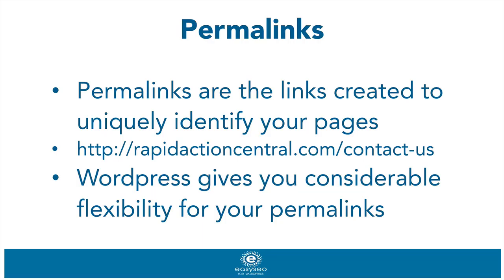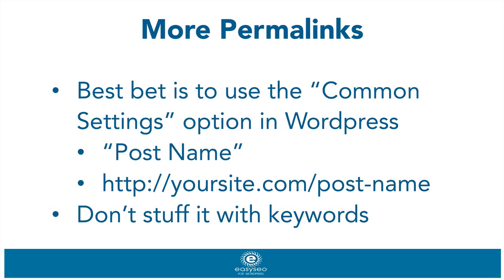And one of the downsides of flexibility is that it allows you the opportunity to make mistakes. The best bet, really, when you're setting up your permalinks is to go to the common settings option in WordPress and use the post name, which is usually the 4th option down. And what it'll do is it'll set your site name / the post name. So when you create a page or a post, the title of that page or post will become the permanent link. Now, those have to be unique, so bear that in mind.